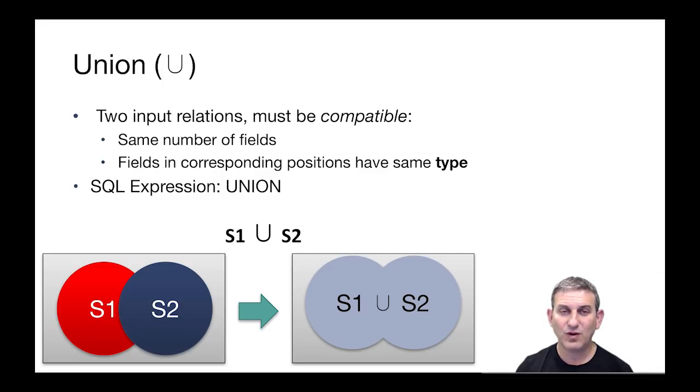And so given an S1 and an S2 that are sets that kind of look like the red and blue balls on the lower left, their union is all the things that are in S1, all the things that are in S2, and all the things that are in both, and of course one copy of each.